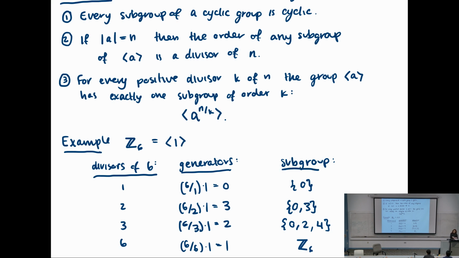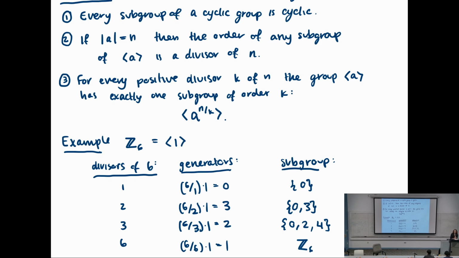Okay, so this is just an example of how you might use this theorem to analyze the subgroup structure of a cyclic group. Are there any questions up to this point, or about the theorem statement or about this example, before we launch into proving the theorem?